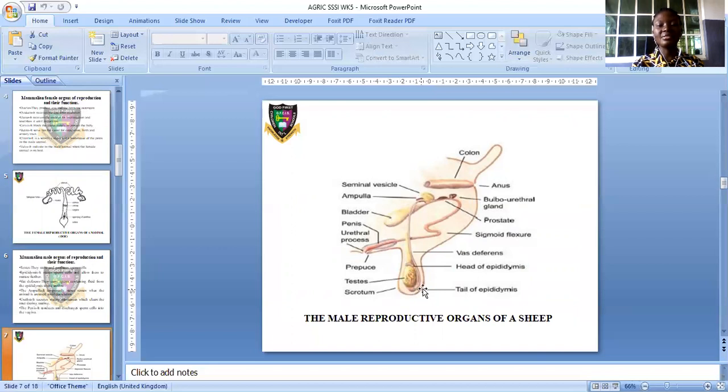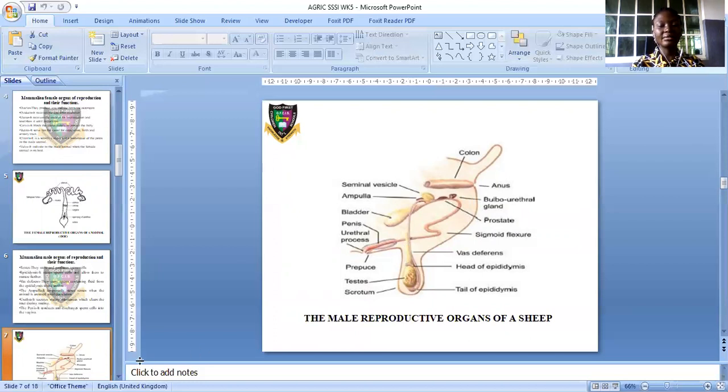The epididymis, this is the tail of the epididymis here, and the tail of the epididymis allows sperm cells to mature and also stores the sperm cells. This is the vas deferens there. They carry the sperm from the epididymis to the urethra.